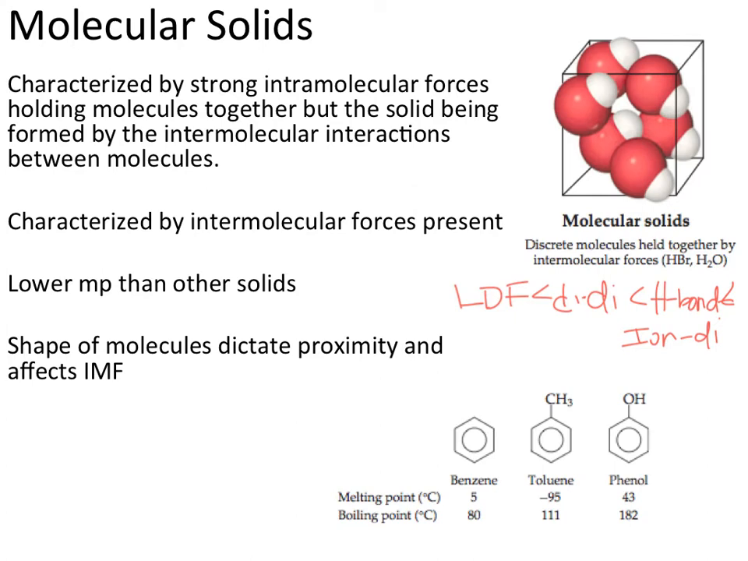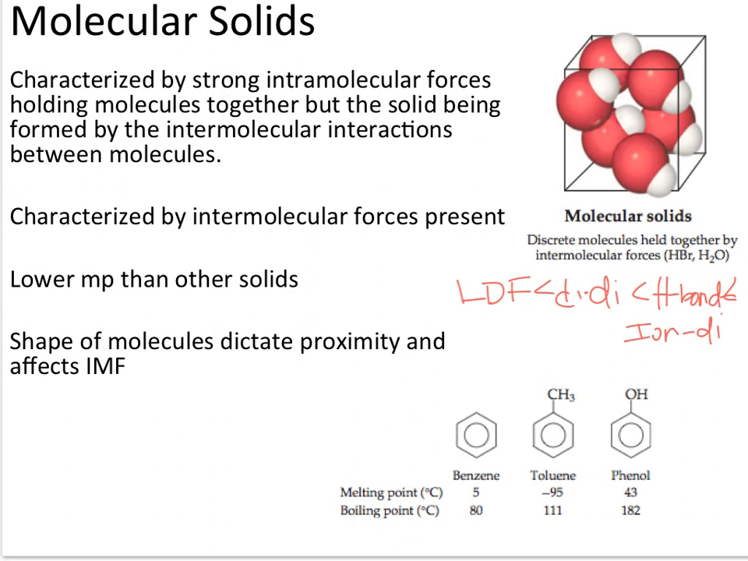So if we look at examples here that we have down here, we have phenol, we have toluene, and we have benzene. And if we go ahead and look at their relative melting points, the phenol over here has the highest of the three, okay, while benzene and toluene are on the lower end. And if we look at how melting point is affected, both shape and intermolecular forces are going to have a say on that.